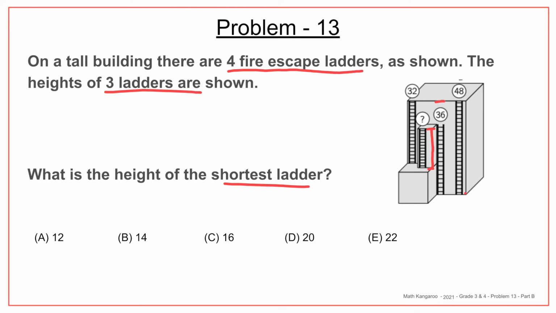So we can determine the height from here to here. That is 48 minus 36 gives us 12. So now we know this is 12. Now from here, the complete height is 32. This height is 12. We can determine the remaining height. So we have 32 minus 12 gives us 20. So this height is 20 and this is, we know, 12. So our answer is option D, 20.